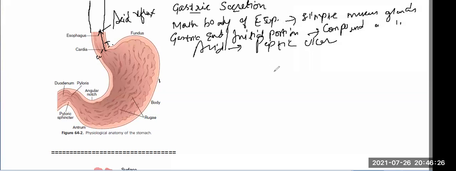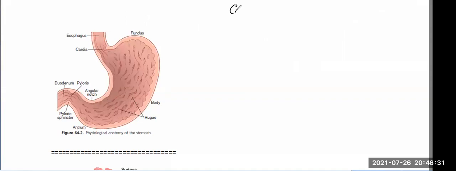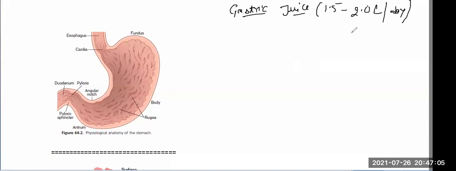Now let's look into our main gastric secretions, the gastric juice composition. Gastric juice is mainly the secretions of your stomach from its various parts. Various parts means fundus, body, and pylorus. If we talk about its secretion per day, an individual secretes 1.5 to 2 liters of gastric juice per day.